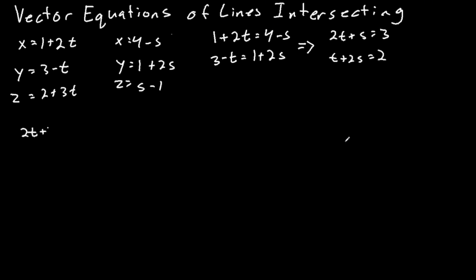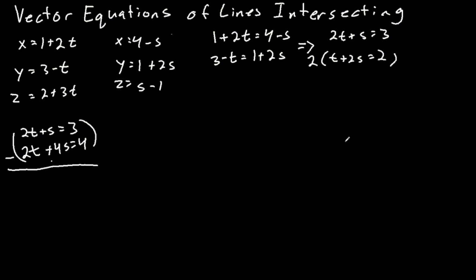2t plus s is equal to 3, and we multiply everything over here by 2. My mouse pad is like sideways right now. By 2 to get 2t plus 4s is equal to 4. And let's subtract both of these equations. And then we can get, why is my writing slanted? Let's try my best to make it straight.